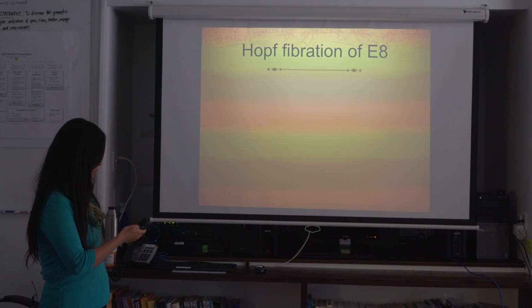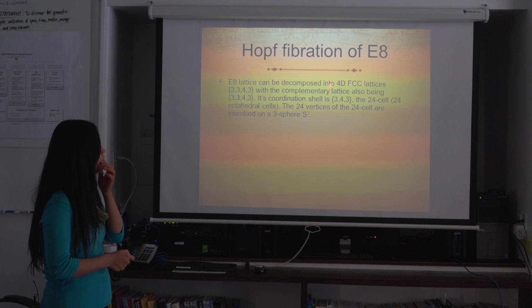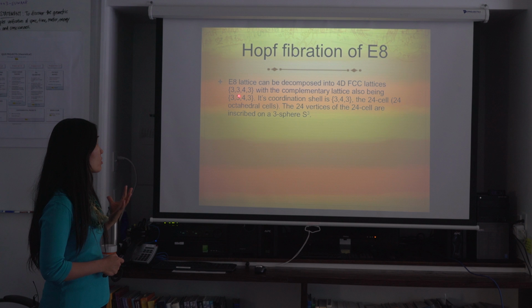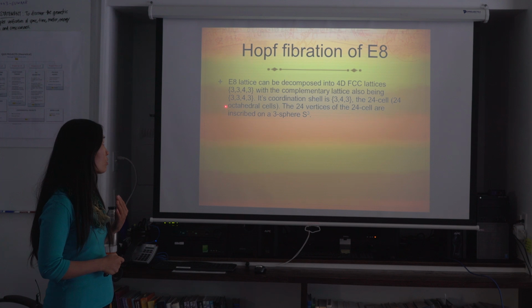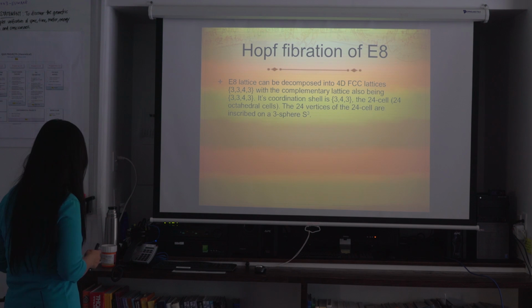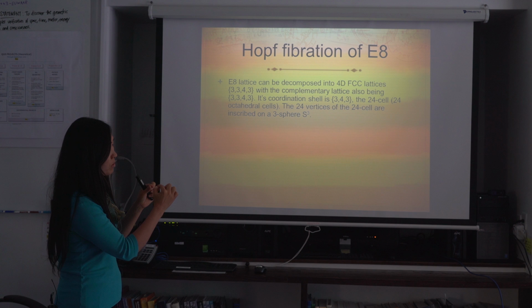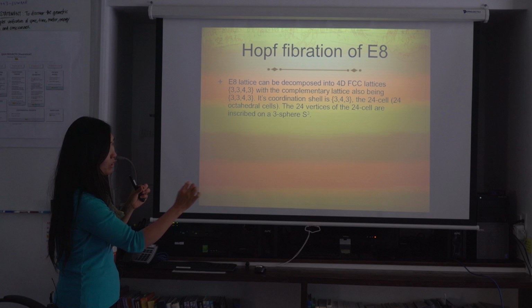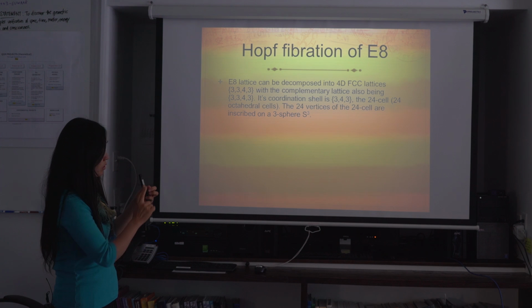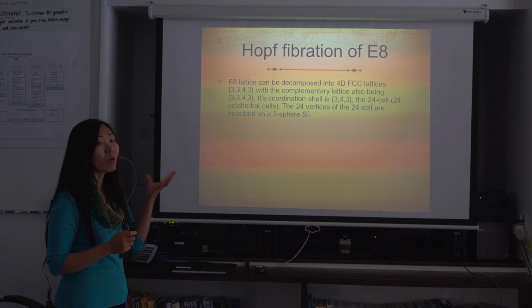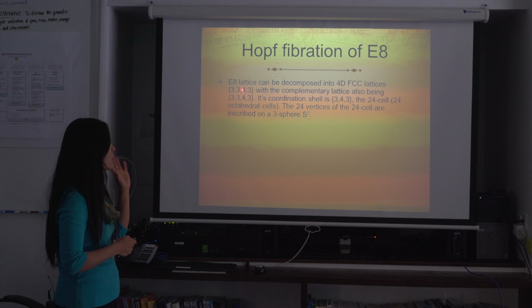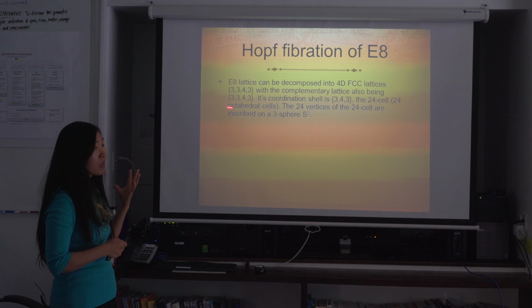So the E8 lattice can be decomposed into four-dimensional FCC lattices, which is the 3-3-4-3 lattice, with the complementary lattice also being 3-3-4-3. Imagine a two-dimensional square lattice. It can be thought of as made of a one-dimensional periodic lattice, and then a perpendicular one that crosses it. They are perpendicular to each other. If you choose this as a projection space, which we also call physical space, then this would be the perpendicular space. This is the space that, after the projection, will be gone.